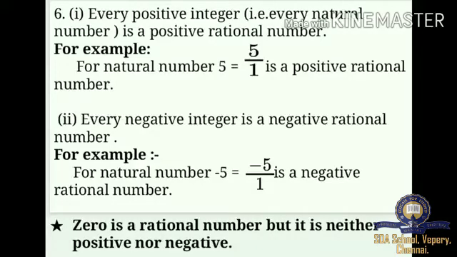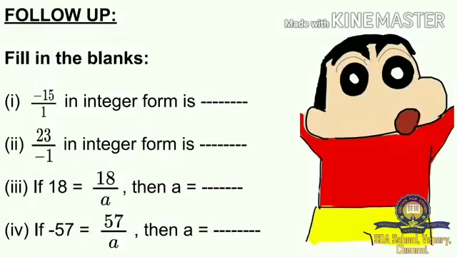And second subdivision, every negative integer is a negative rational number. For example, minus 5 is equal to minus 5 divided by 1 as a negative rational number, right? 0 is a rational number, but it is neither positive nor negative. Here is your follow-up work.